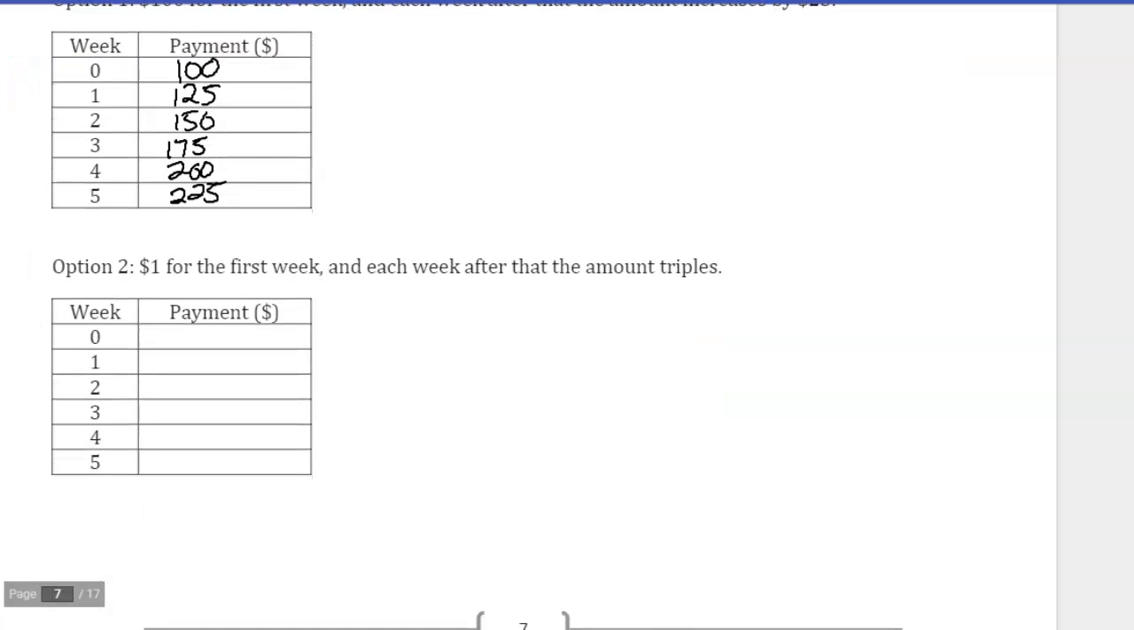Option 2, $1 for the first week. And then after each week, it triples. So when it triples, we're going to multiply by 3 each time. So 1 times 3 is 3. 3 times 3 is 9. 9 times 3, 27. 27 times 3, 81. 81 times 3, 243.